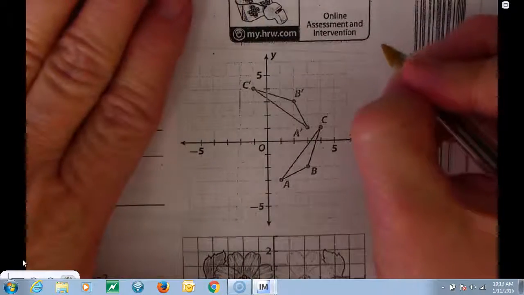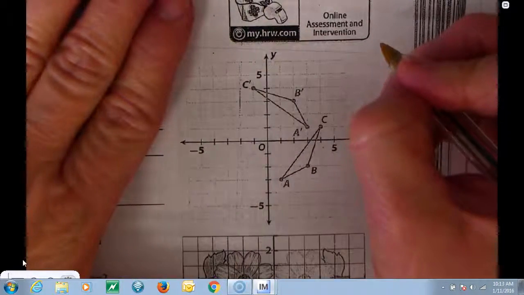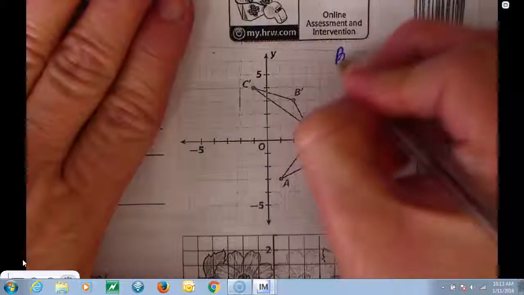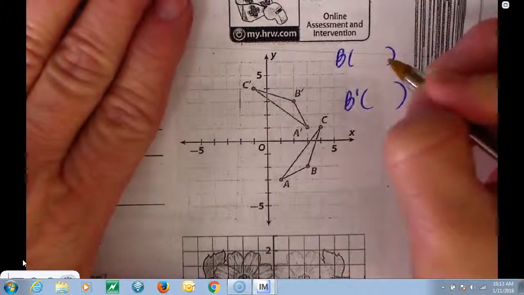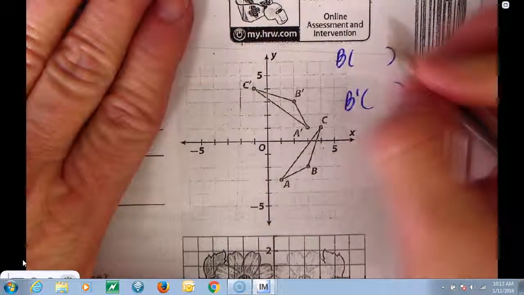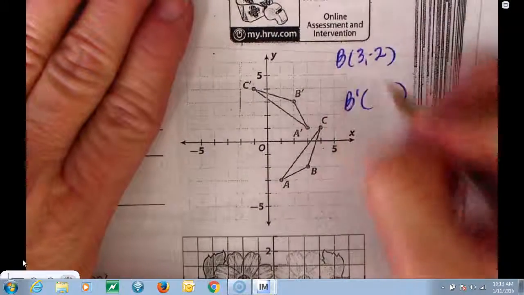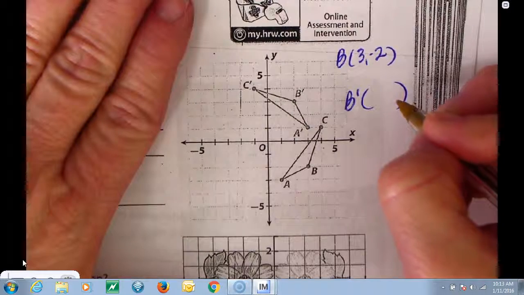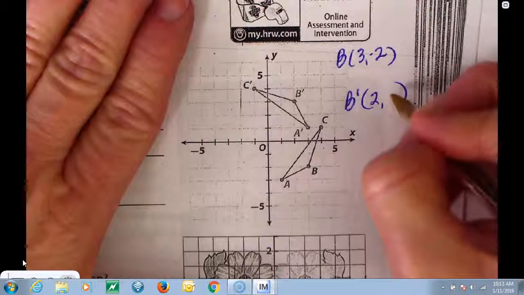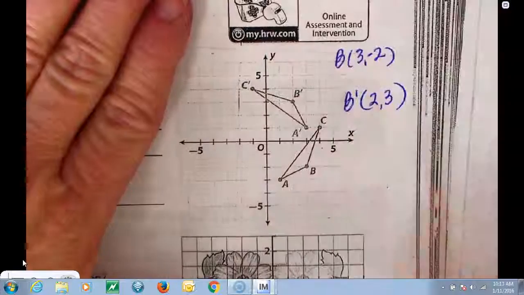We need to describe the rotation. So let's do, what point do you want to use? A, B, or C? Okay, I heard B first. So B is what? 3, -2. And B prime? 2, 3. Okay, so let's look just a minute.